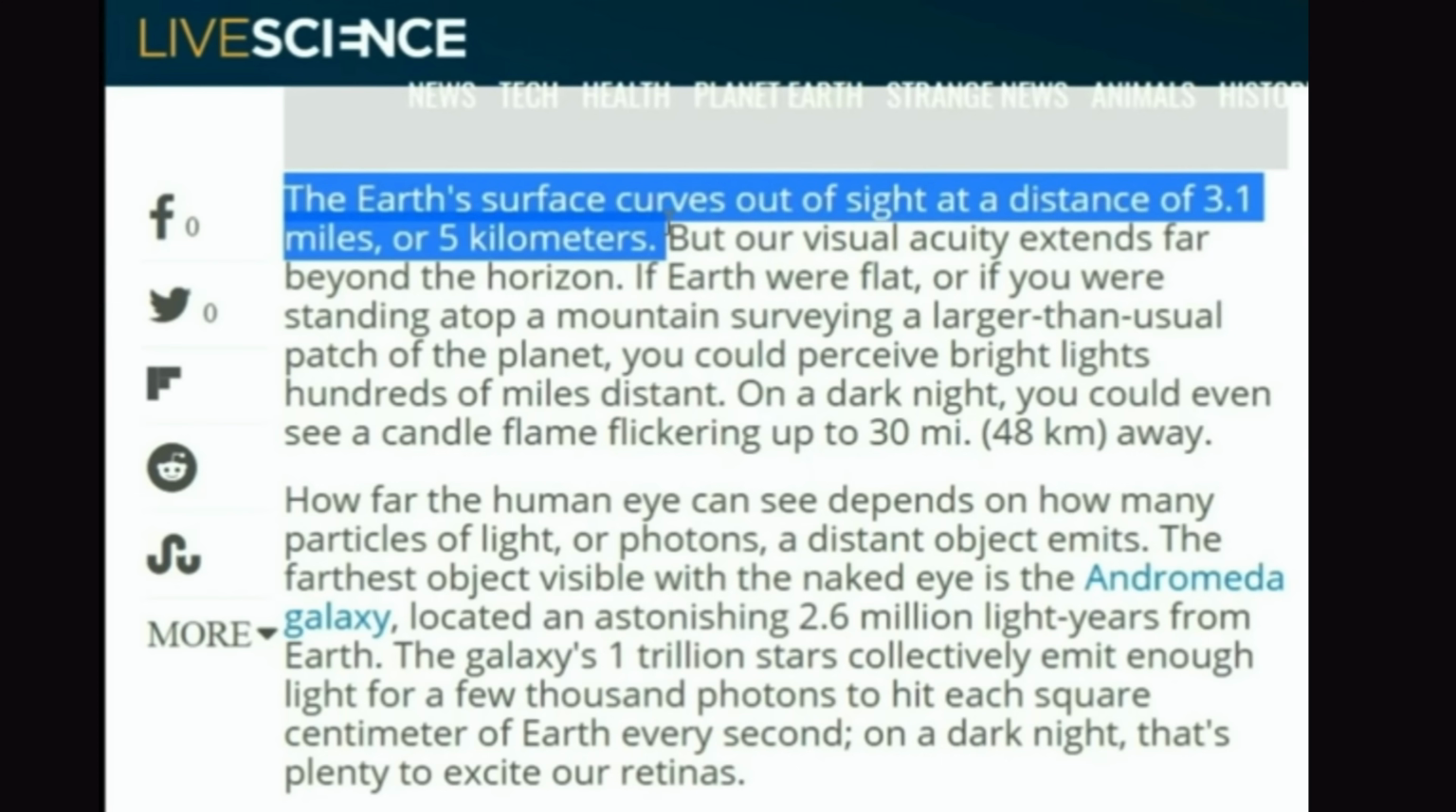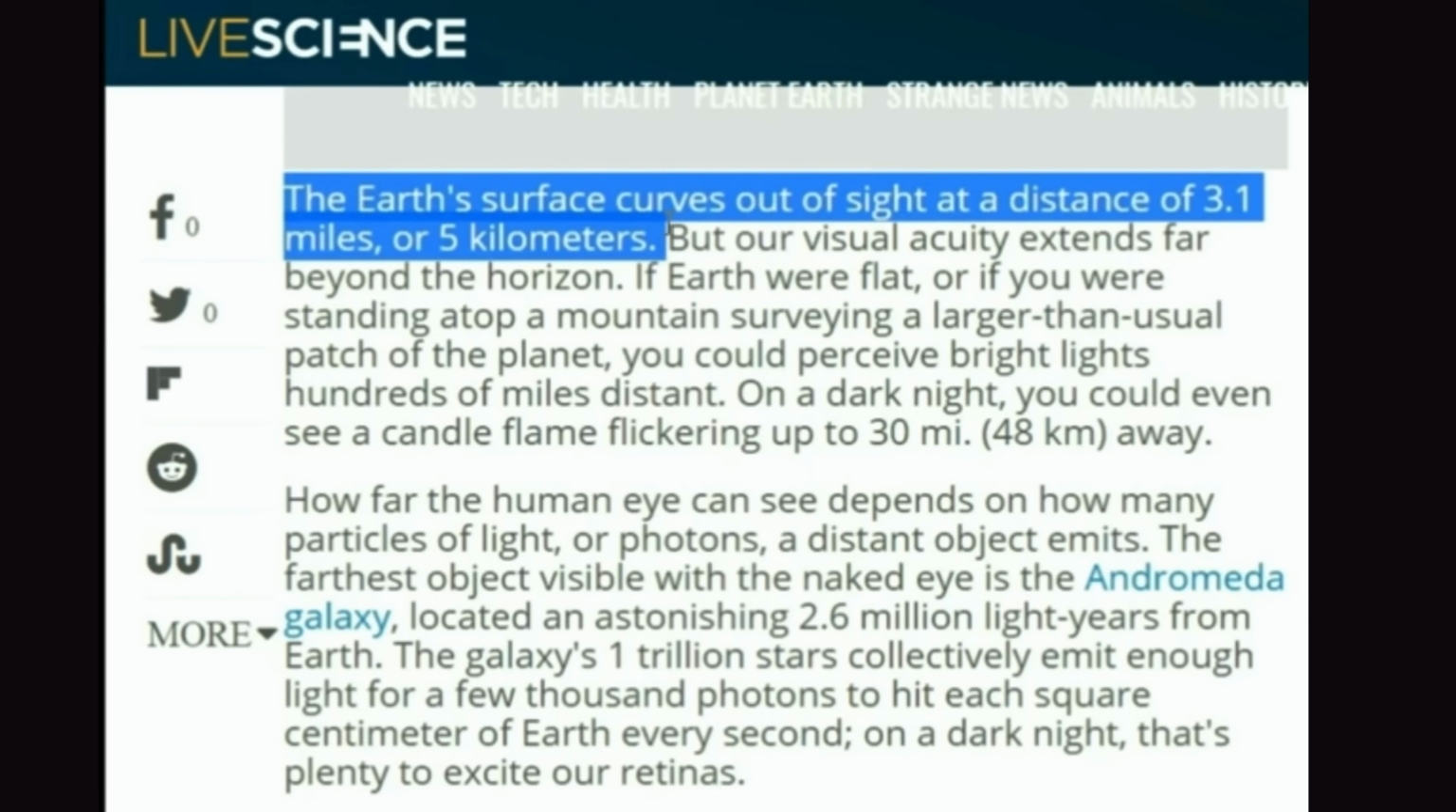Now, here is an interesting article from a science website which says that the Earth's surface curves out of sight at a distance of 3.1 miles or 5 kilometers. Well, after these photos, I'm not sure about that anymore. And it also tells us that our visual acuity extends far beyond the horizon. If the Earth were flat, or if you were standing on the top of a mountain, surveying a larger than usual patch of the planet, you could perceive bright lights hundreds of miles distant. On a dark night, you could even see a candle flame flickering up to 30 miles or 48 kilometers away.